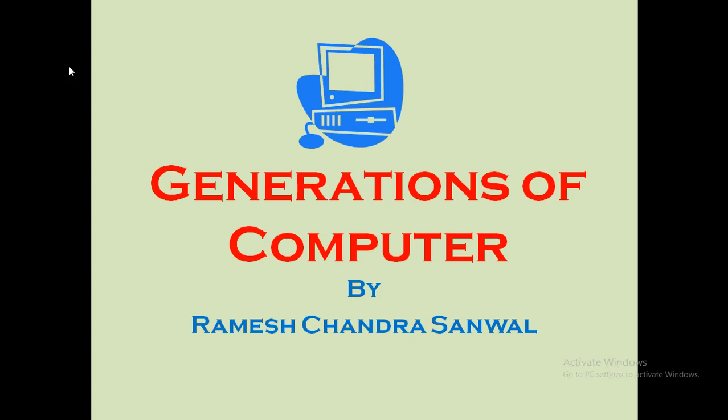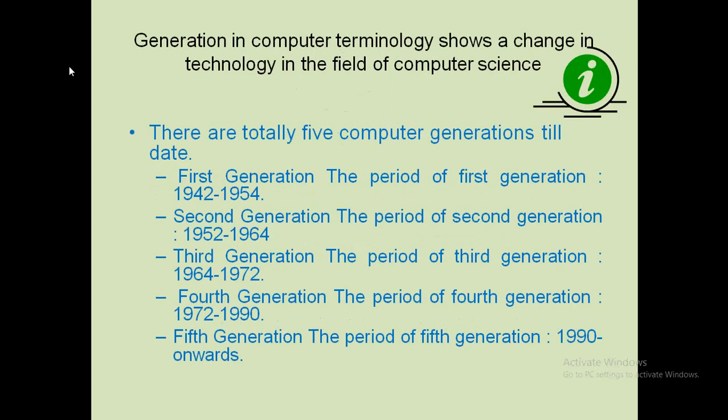First of all, we will discuss the different generations and their time periods, and after that we will focus on the main features of these generations. So let's start. First of all, what is a generation? Generation in computer terminology shows the changes in technology in the field of computer science. That means we can divide computer generations according to changes that happen in their technologies. There are totally 5 generations to date.